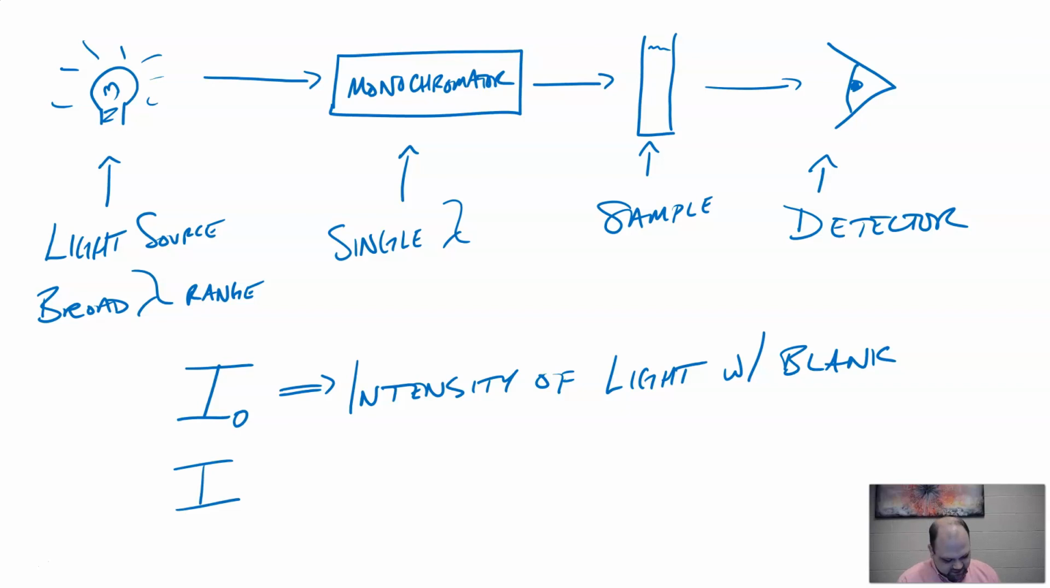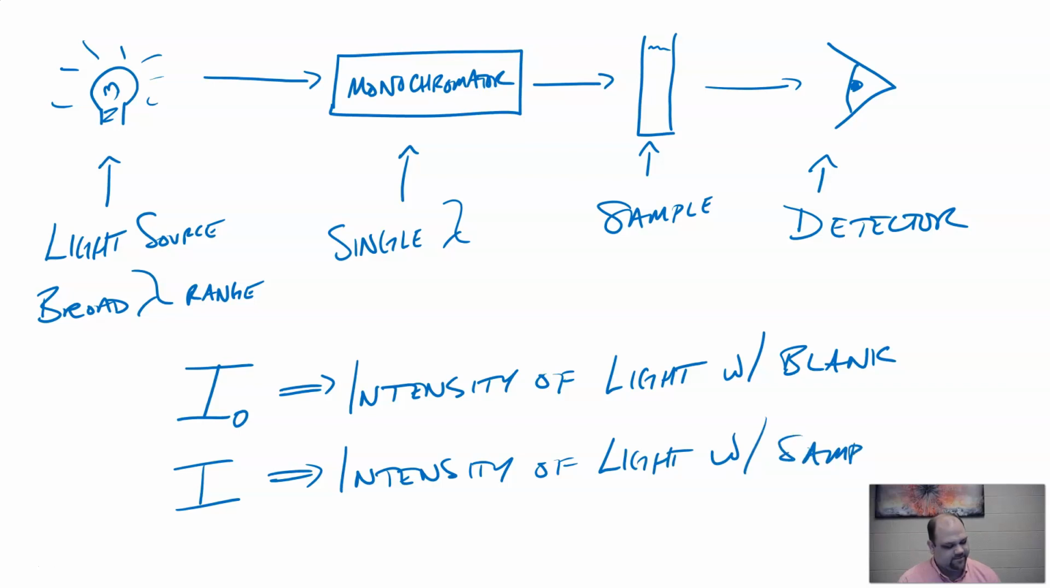And then we use normally just regular I for the intensity of light with the sample. Okay? And it's the ratio of these two that we're really interested in. Sometimes you'll see these as P naught and P for power versus intensity. Those are really interchangeable.